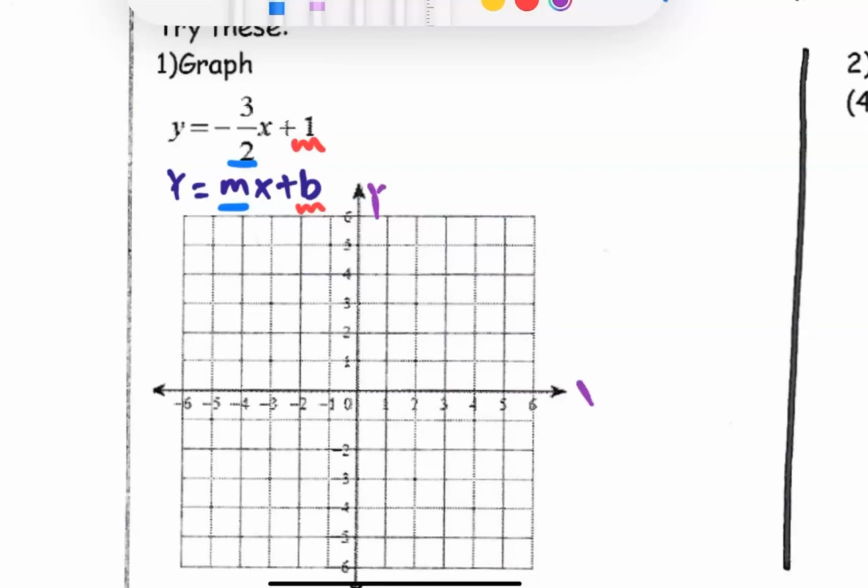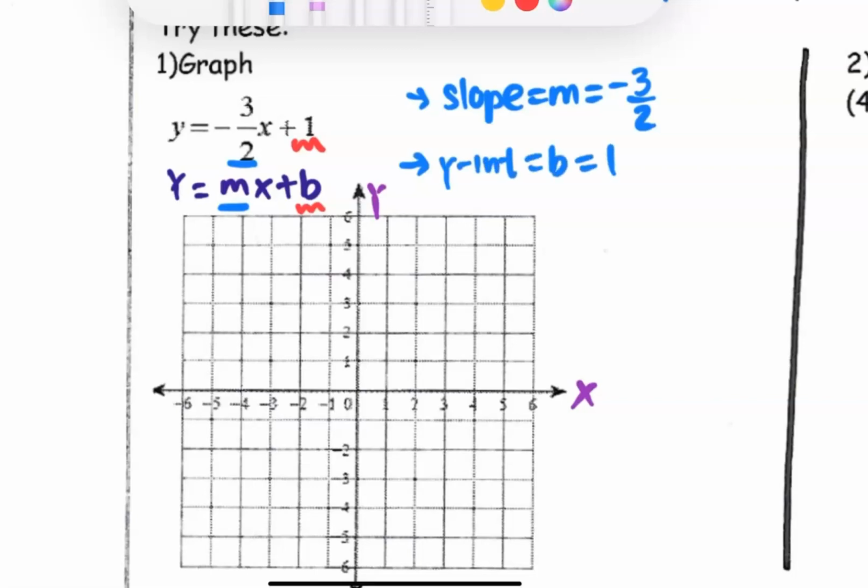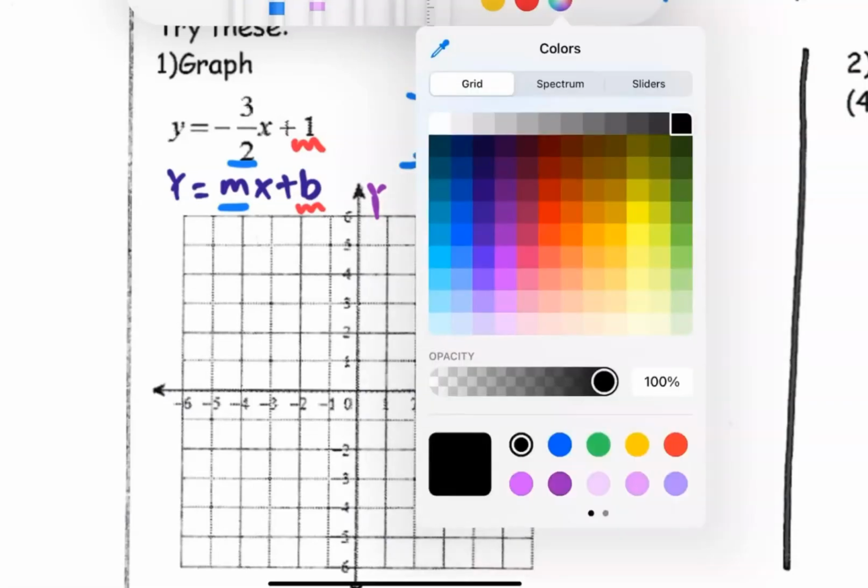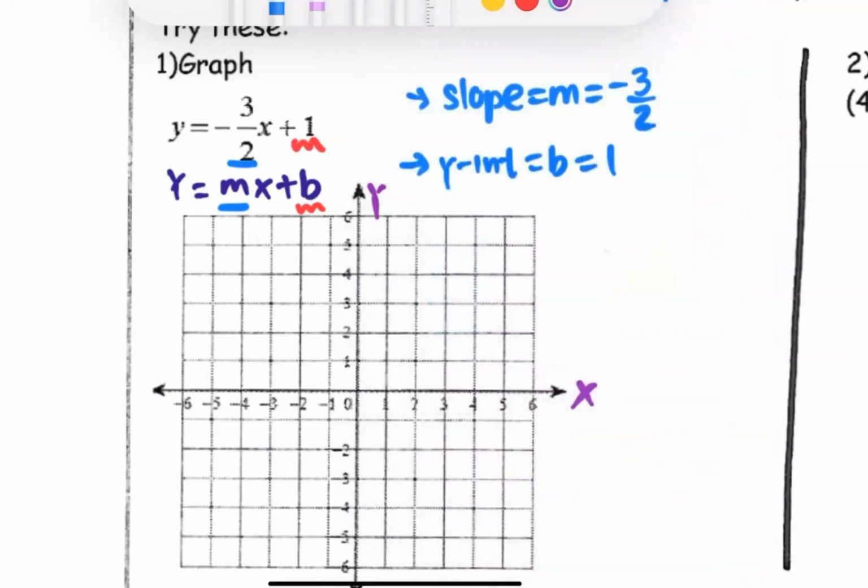This is my y-axis, this is my x-axis, and I'm going to list the information I have. First of all, I know my slope is m, and that is negative 3 over 2. That means we're going to have a negative slope, and I know my y-intercept, which is b, and it is 1. So now I'm going to go ahead and spot my y-intercept first. My y-intercept is 1, and that means on the y-axis I cross at positive 1. So over to 1, make a dot.